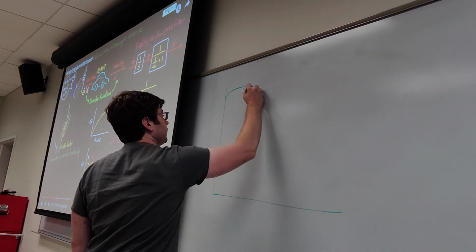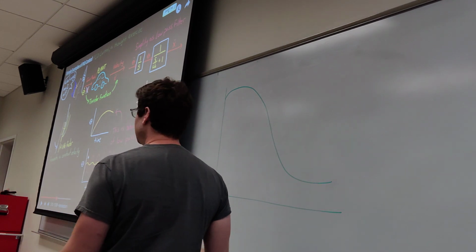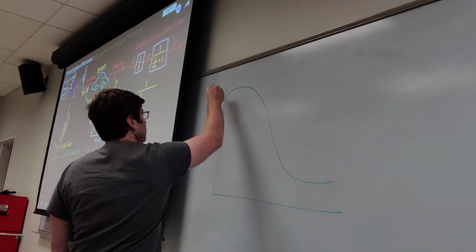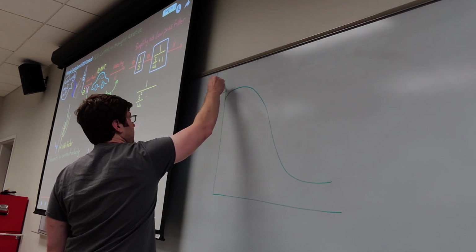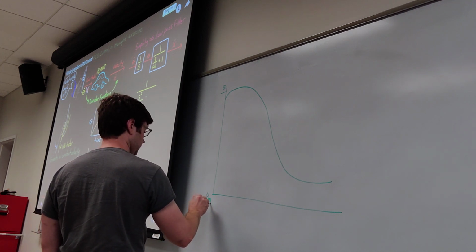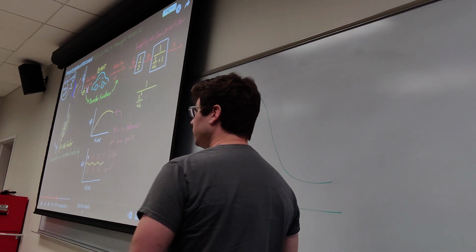Imagine this is some input signal. Say it's like speed over time from our car, or from our speedometer. This up here might be like 60 miles an hour, and here's our 0 miles an hour.